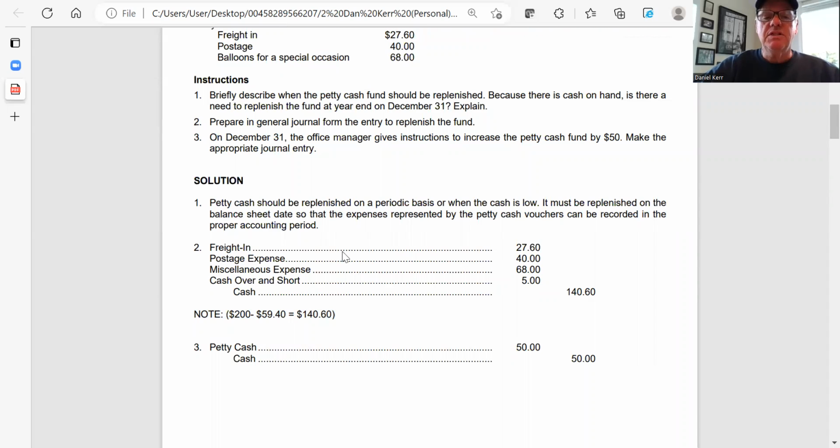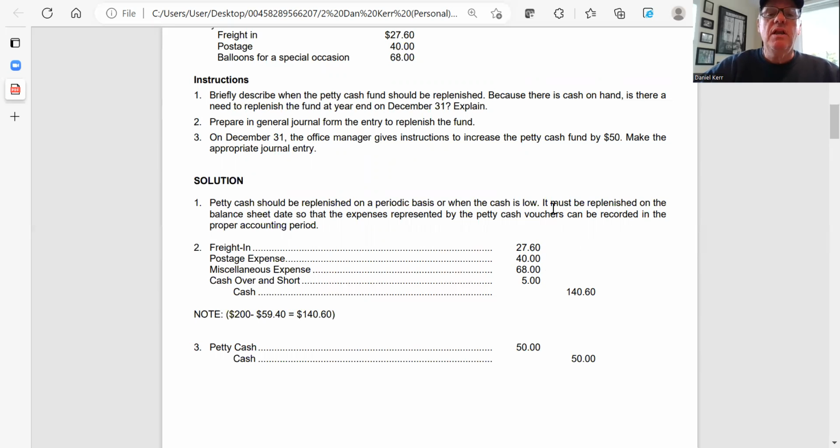Now you take a look at the various receipts. So there were the receipts for freight, for postage, for miscellaneous expense. You had those three items, but that didn't total $140.60. If you add these three up, you are $5 short. So that's why we have cash short and over, which is an expense, because there was $5 more missing from the fund than we have receipts for. If there was more cash available than we had receipts for, then it would be a credit to cash short and over. If you have less cash than you're supposed to, it's a debit. So this is how to replenish the fund. You figure out the expenses, you figure out the credit to cash. Any difference between them is either cash short and over.